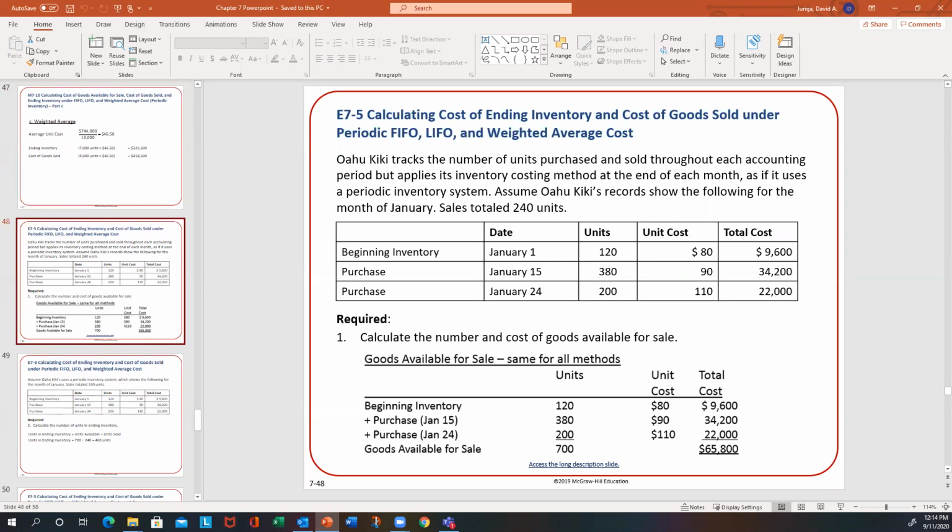Okay, so again, on this one, it looks like we are looking at, again, the 3 different methods. And notice once again, in terms of goods available for sale, the total cost is going to be the same for all 3 methods, all right? So notice we've got beginning inventory units. January 15th, we got more units coming in at a different cost. And then at the 24th, once again, more units coming in at a different cost. Again, there's our total cost. So we've got our totals. And then let's go to the next slide.